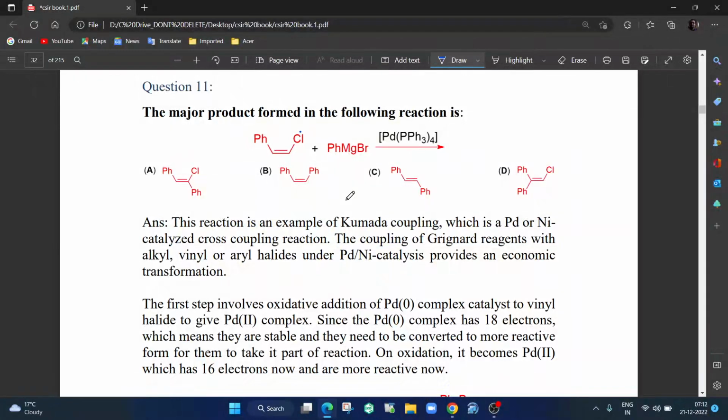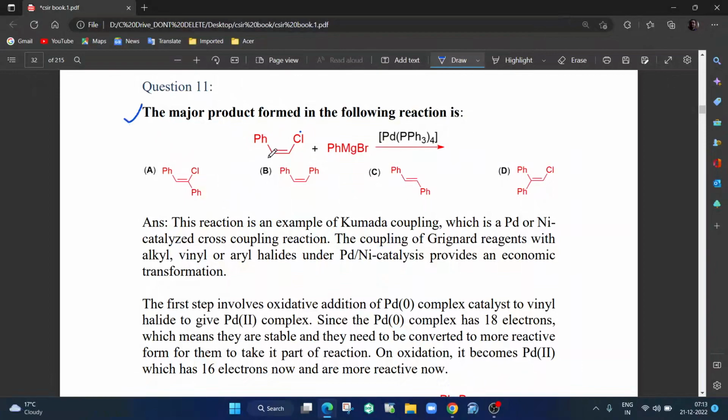Hello everyone, welcome back. So we are going to do the next set of questions, that is question number 11 to question number 15 of the organic chemistry part of the CSIR 2021 June question paper, right? So let's look at the question. The question says the major product formed in the following reaction is.